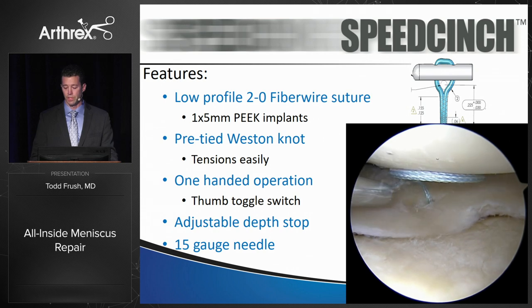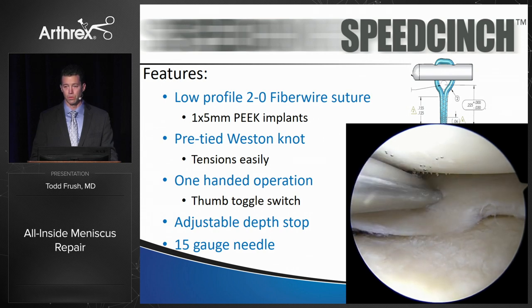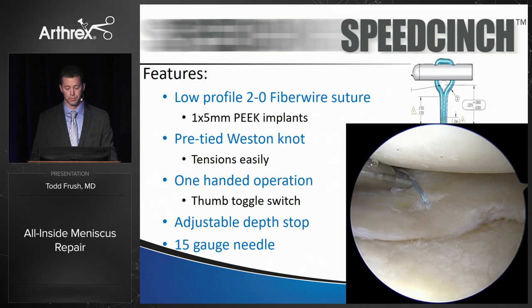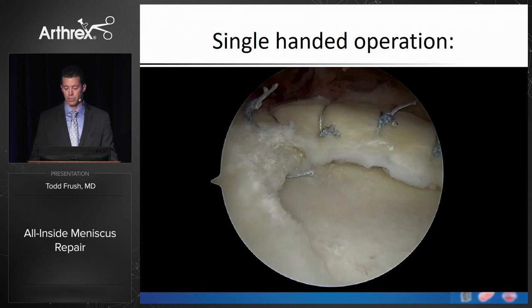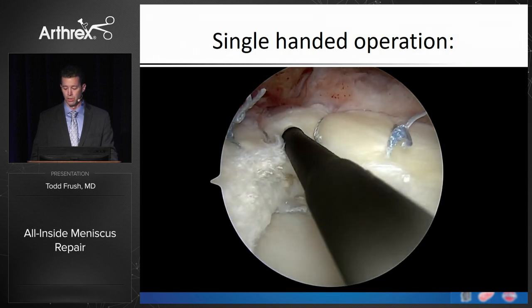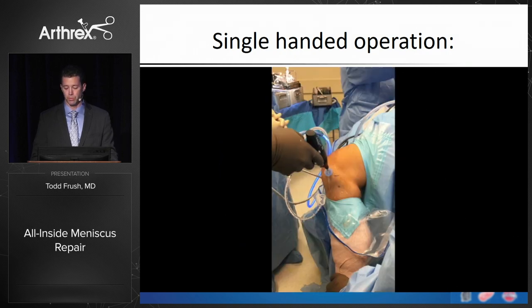It also uses a 15-gauge needle with a low profile to avoid meniscus damage. It also actively expels the peak implant beyond the needle to reduce the exposure risk of the needle beyond the meniscus. Here we see a single-handed use of the SpeedCinch. We toggle the implants to start. I like to use a passport cannula for my repairs.